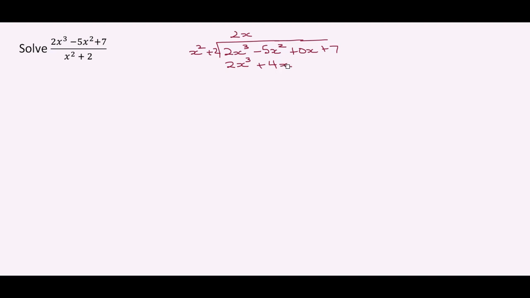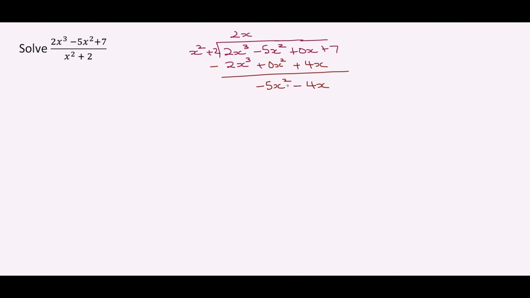So here's an example of where this is important. Even though this is correct, what I'm going to do here instead is say plus 0x squared plus 4x. And then now I can subtract. So this is going to be 2x cubed minus 2x cubed, that's 0. Minus 5x squared minus 0x squared is minus 5x squared. 0x minus 4x, that's minus 4x.